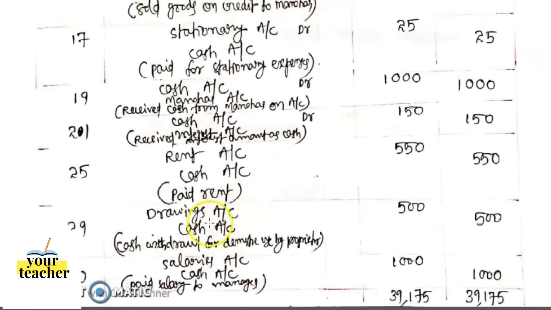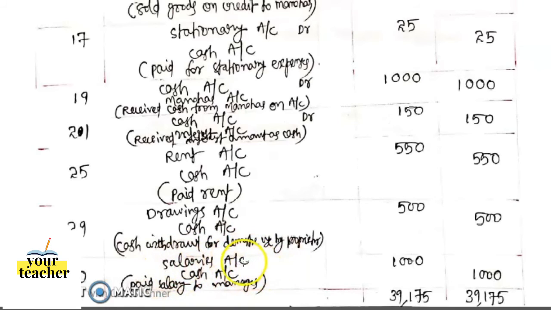So here the drawings is on the debit side, and cash that we consider is on the credit side. So here you have cash withdrawal for domestic use by the proprietor. So that is represented as the drawings. Now the last transaction is paid salary to the manager for the month of August, rupees 1000. So the firm is paying salary, so it is an expense.